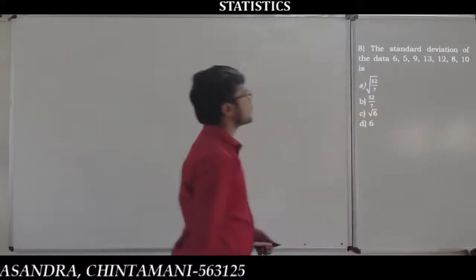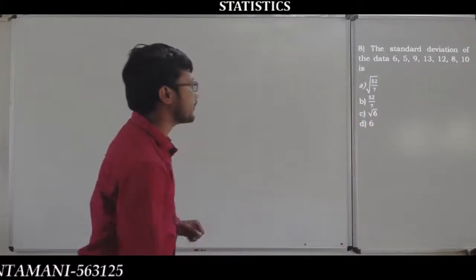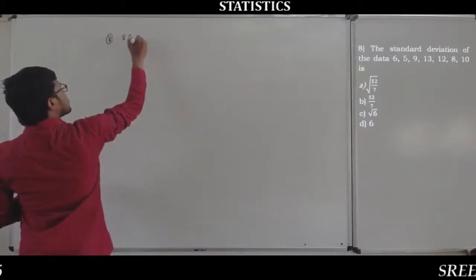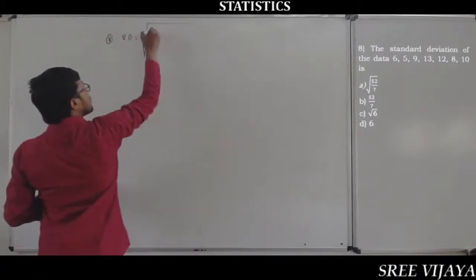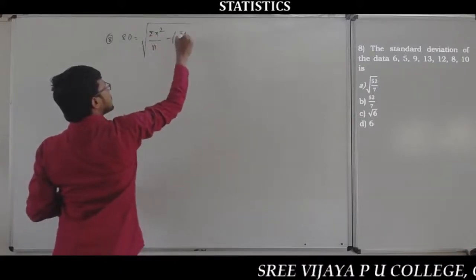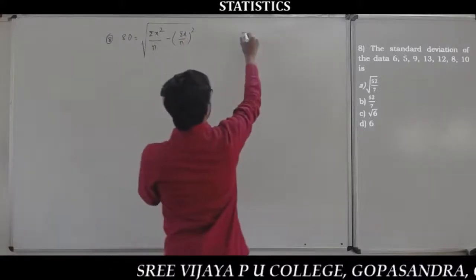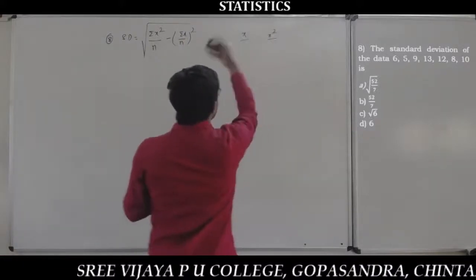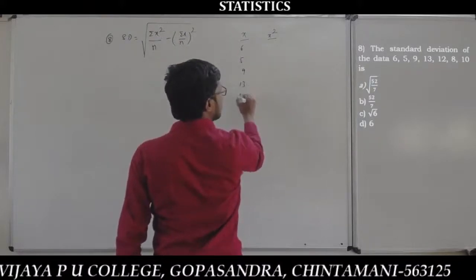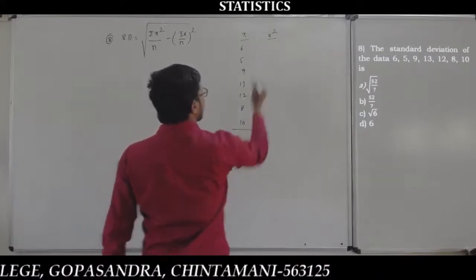Okay, next, the 8th question: the standard deviation of the data. You know how to find the standard deviation. The standard deviation is equal to the square root of summation of x square by n minus summation of x by n whole square. So what are the x values here? x and x square. You can add that summation: 6, 5, 9, 13, 12, 8, 10. Add all this, you will get the summation of x.